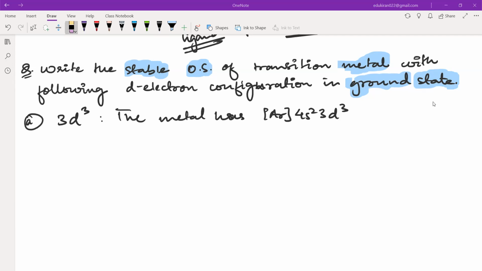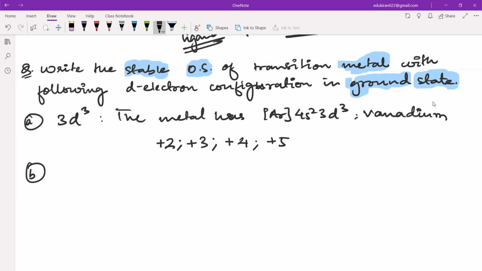So there are 4s2 and 3d3, so we have 5 electrons. We will start with +2. It can show the +2 oxidation state, because it can remove the 2 electrons from the 4s2. Then it can remove one more electron to give +3, one more to give +4, and one more to give +5. So with 3d3, the metal is vanadium, and these are the oxidation states that can be exhibited by vanadium. This is how you are going to do this problem.